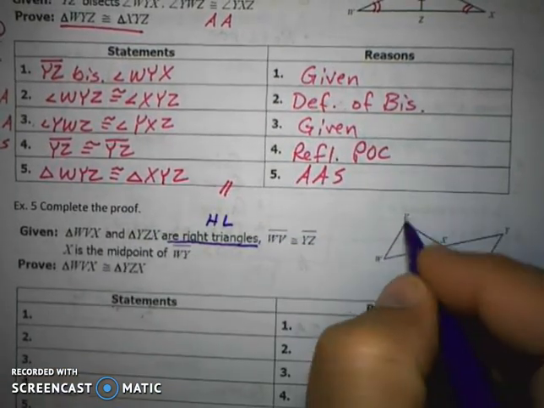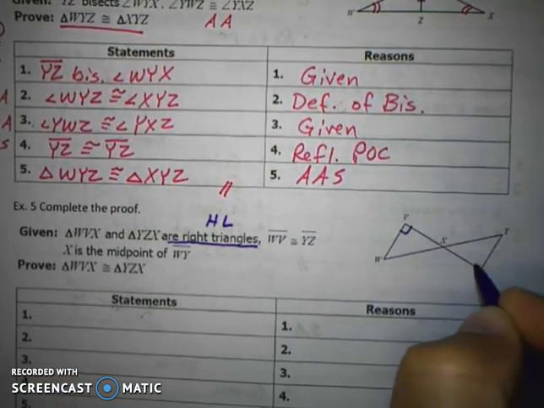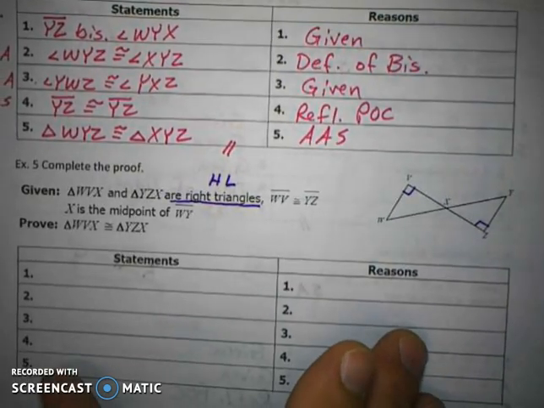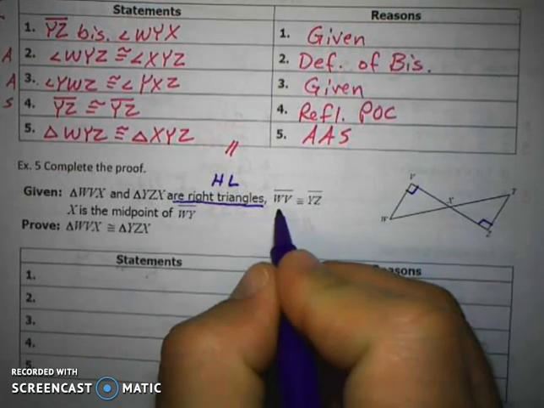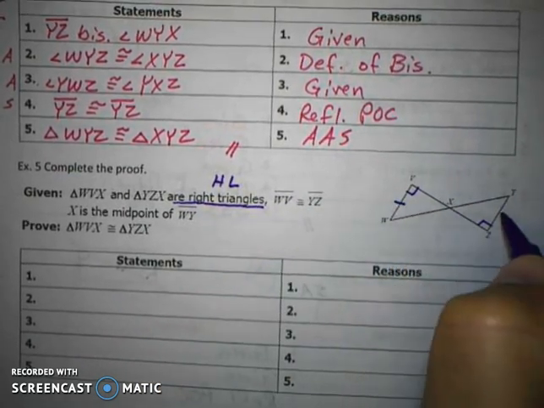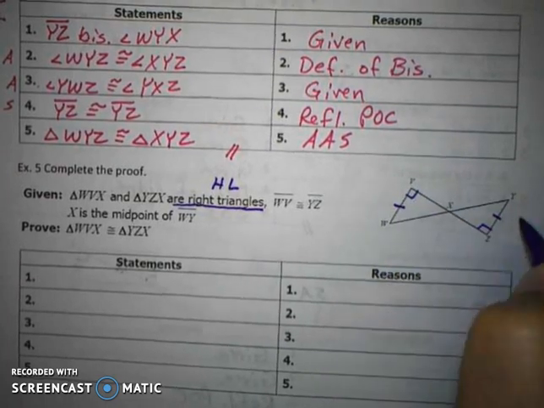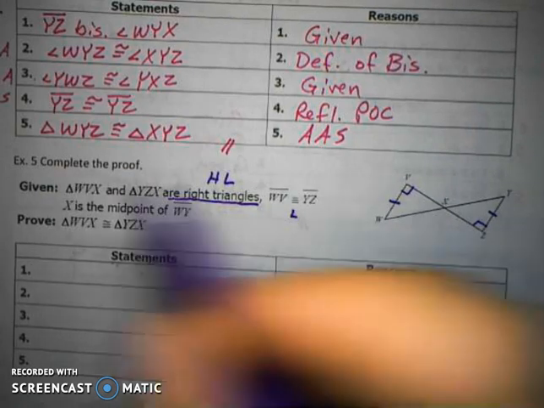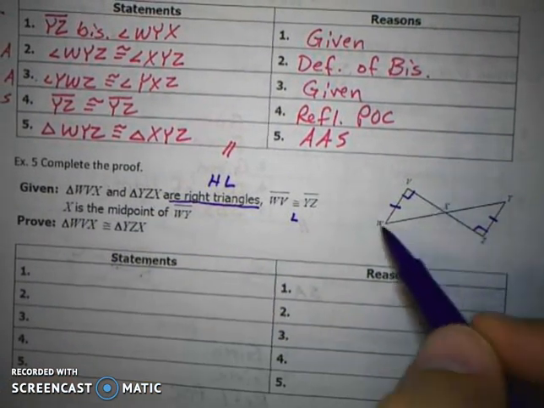What they don't tell you, and what they probably should, is that these are the right angles. So go ahead and mark those. Okay? So I'm going to use HL. Well, let's look at what they give you. They say WV is congruent to YZ. That's just given. Those would be legs of the right triangle, so that takes care of the leg part of HL. And then it says X is the midpoint of YW.